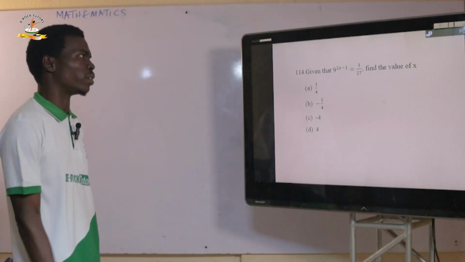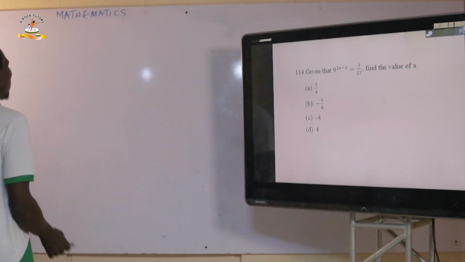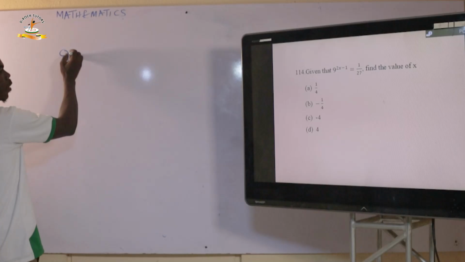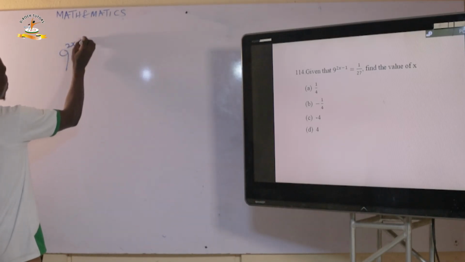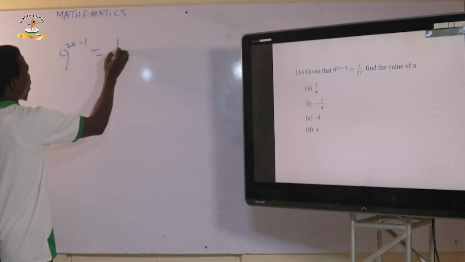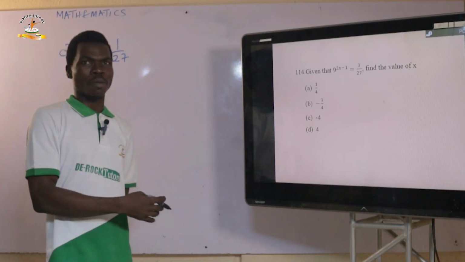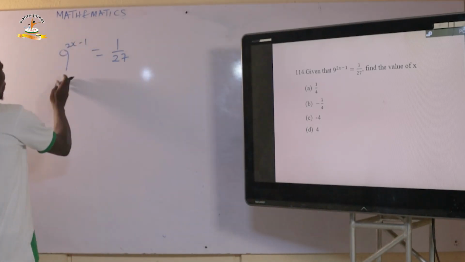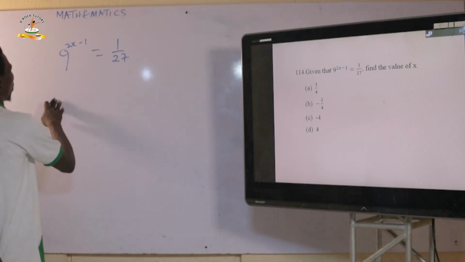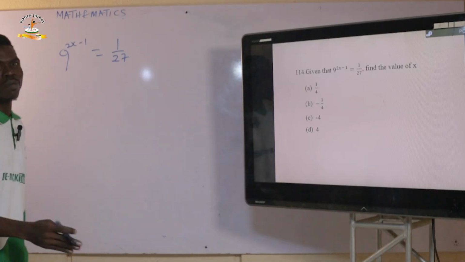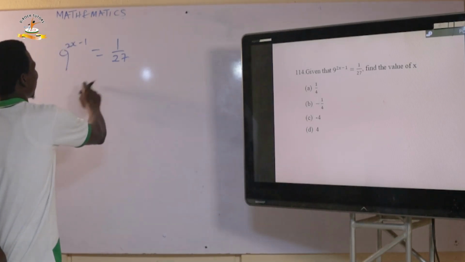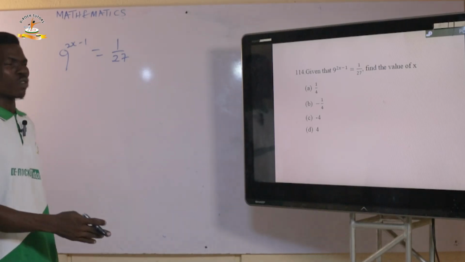1 over 27, find the value of x. So 9 raised to power 2x minus 1 equals 1 over 27. This is an indices problem. For us to do this, we have to make sure we have a very similar base, and there is 9, there is 27. So the only way is to think of 3.